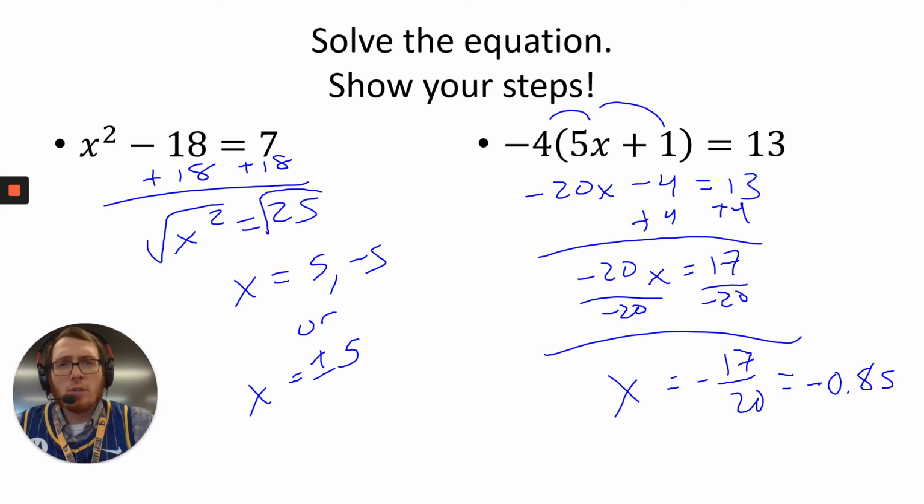Also, don't forget that you could divide by negative 4 here to get rid of the negative 4. I don't suggest that in this question because this isn't a number that's divisible by 4. If this was a 12 instead of 13, I might suggest just dividing by negative 4 first in order to find that answer.